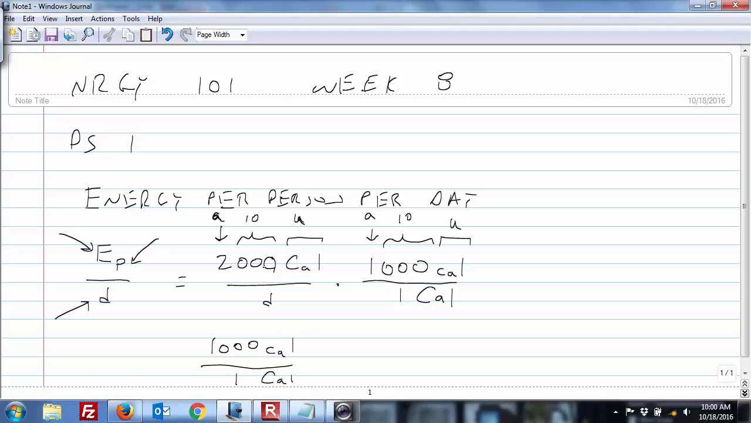So from there, I'm going to cancel this unit with this unit, and I'm going to multiply the 2 by the 1 and get 2, and I'm going to multiply all those zeros together, and I'll just go ahead and write it out as 2 million little c calories per day.